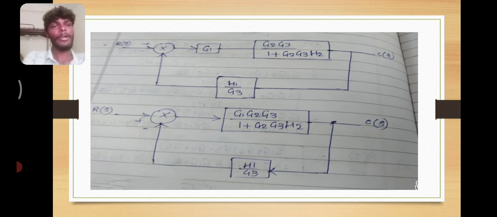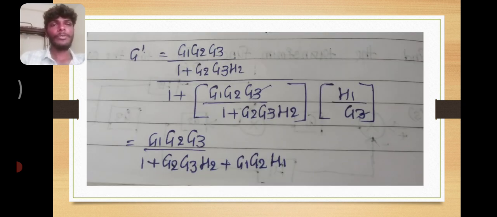Then the minor loop formula: G2 G3 divided by 1 plus G2 G3 H2. In the third step, the minor loop gives G1 G2 G3 plus 1 plus G2 G3 H2 divided by 1 plus G1 G2 G3, 1 plus G2 G3 H1 by G3. G3 and G2 can be cancelled, and taking the LCM, we get G1 G2 G3 divided by 1 plus G1 G2 G3 H2 plus G1 G2 H1.